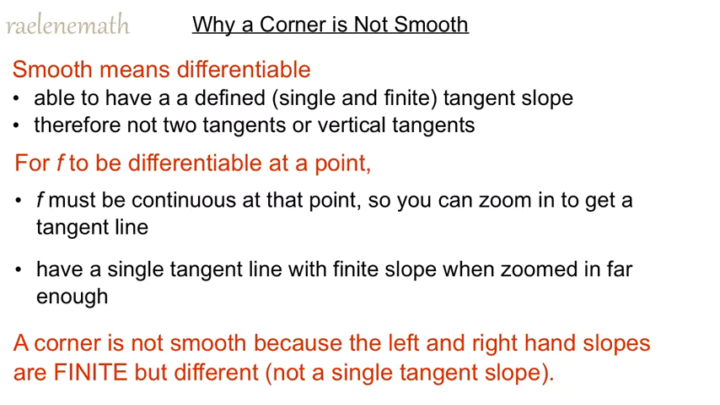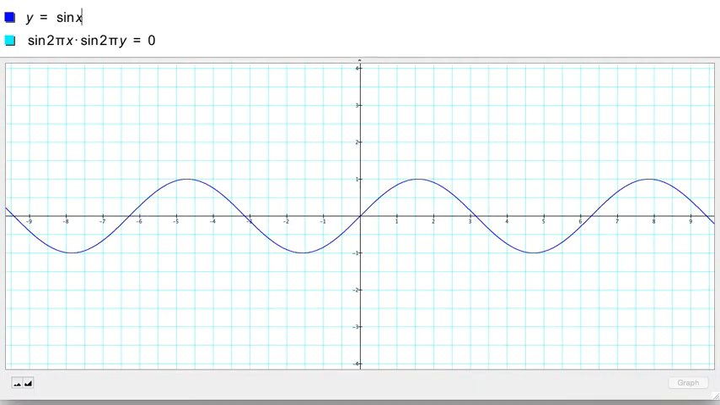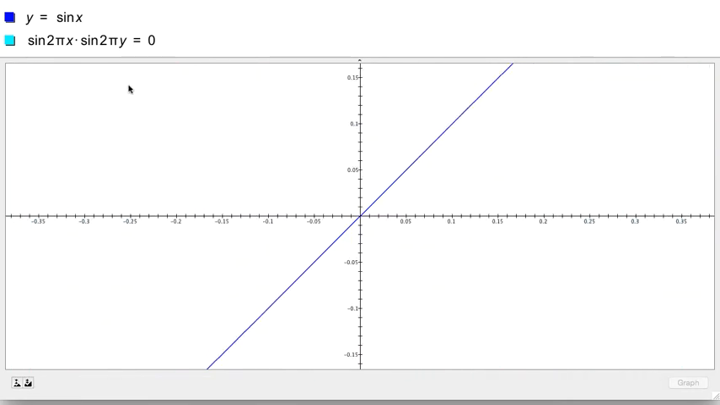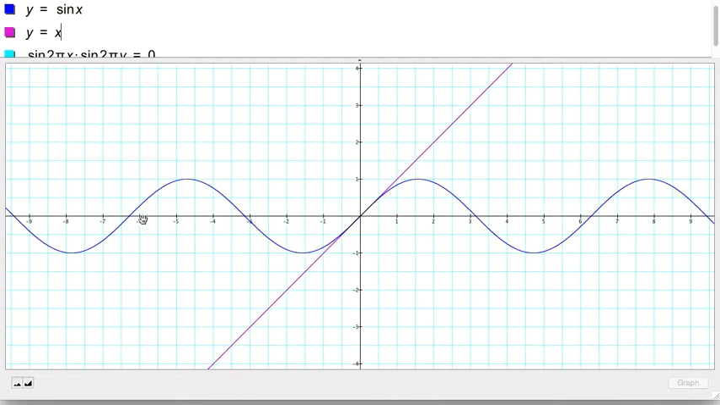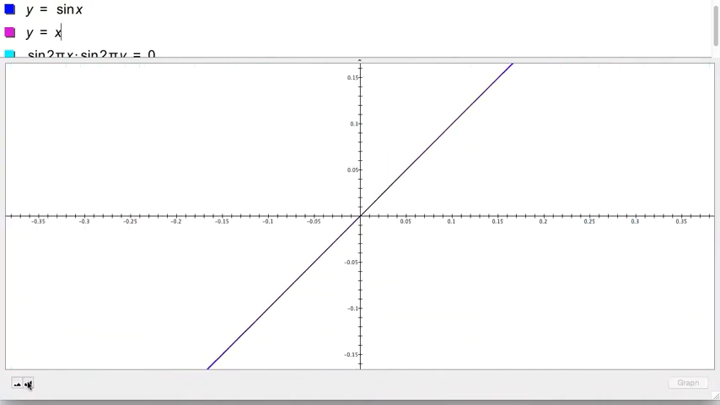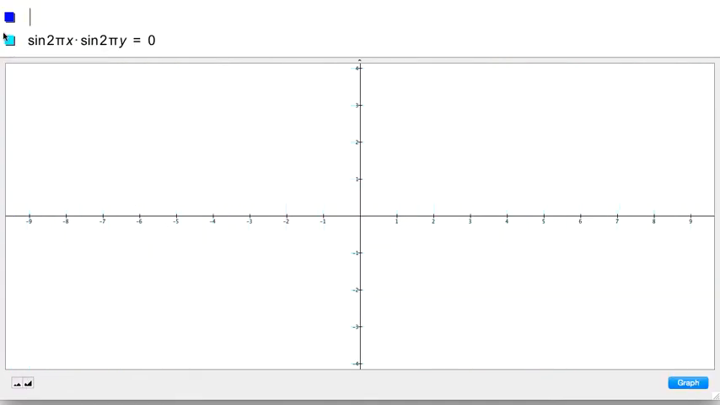Let's take a look at a difference. If we have a function that is smooth, let's say sine x, if we zoom in at the origin, if we zoom in far enough, eventually that curve looks like a line, and that is the tangent line whose equation is y equal to x. So if we have the regular zoom, the purple graph and the blue graph look different, but if we zoom in far enough, the purple graph and the blue graph look the same. In other words, the blue graph approaches its tangent line.